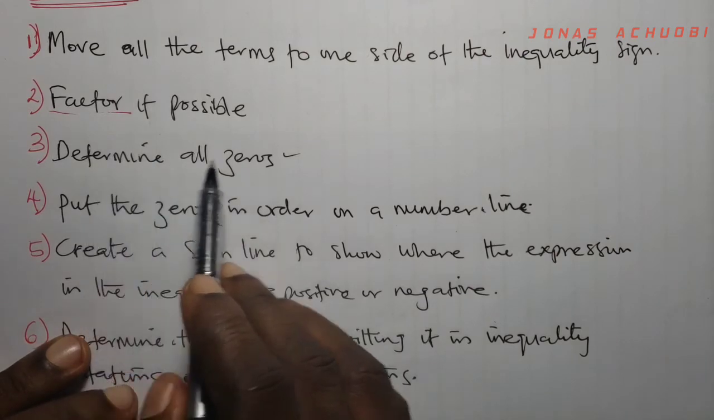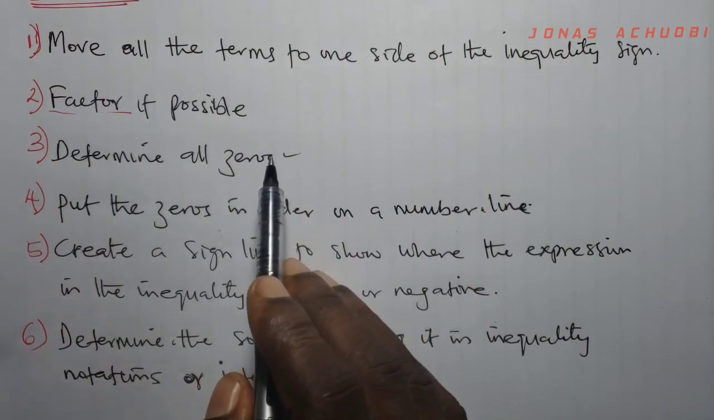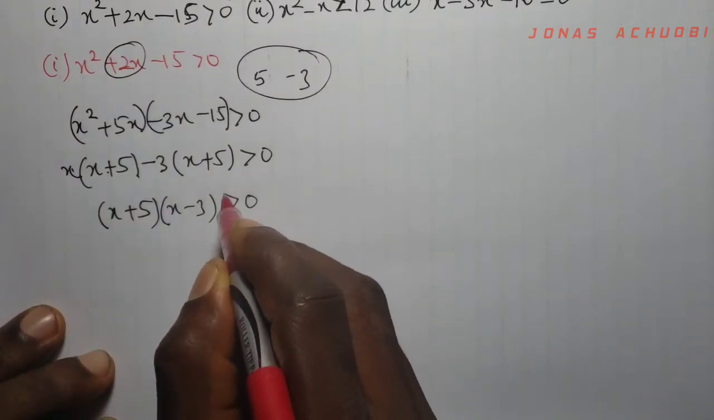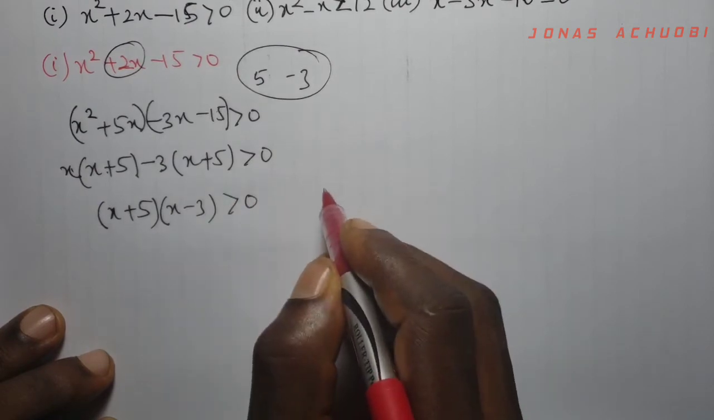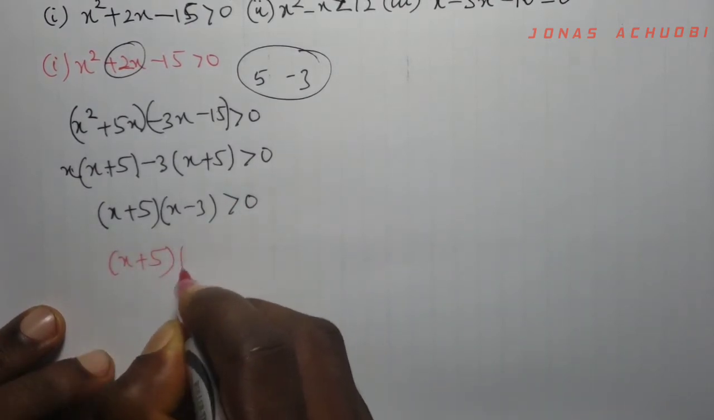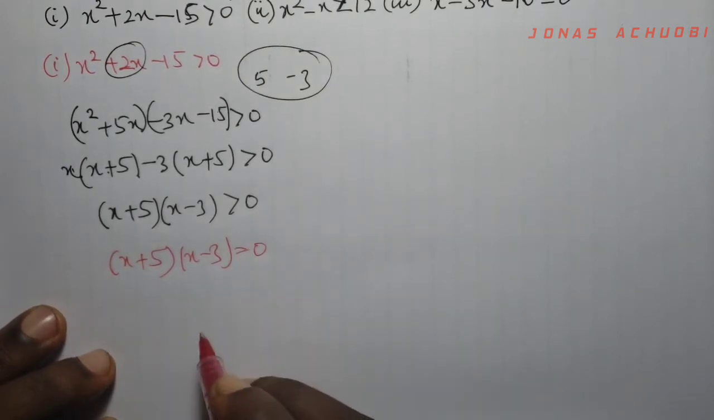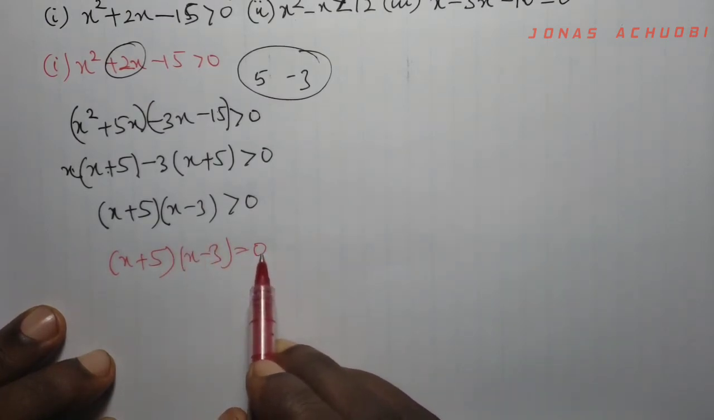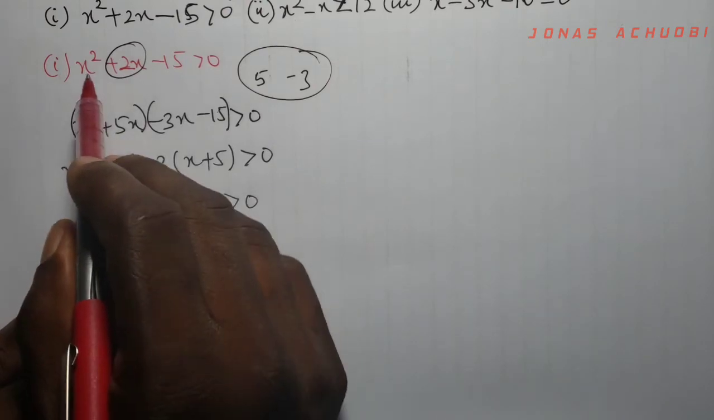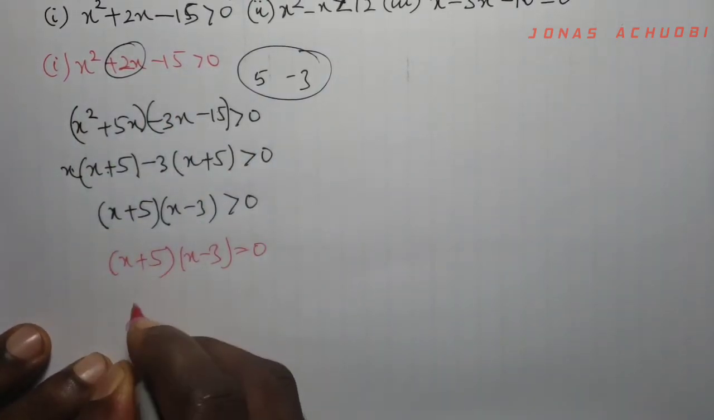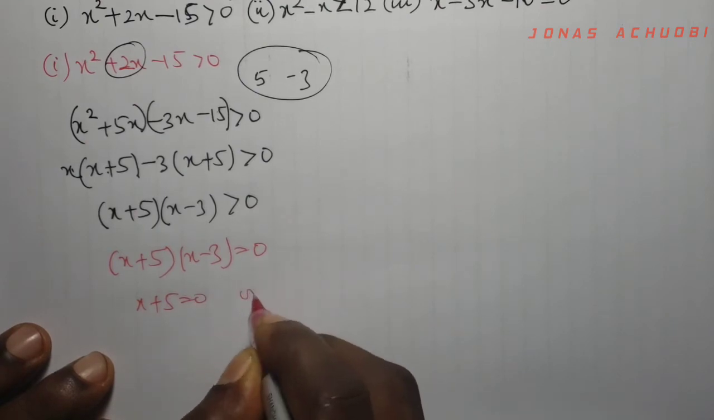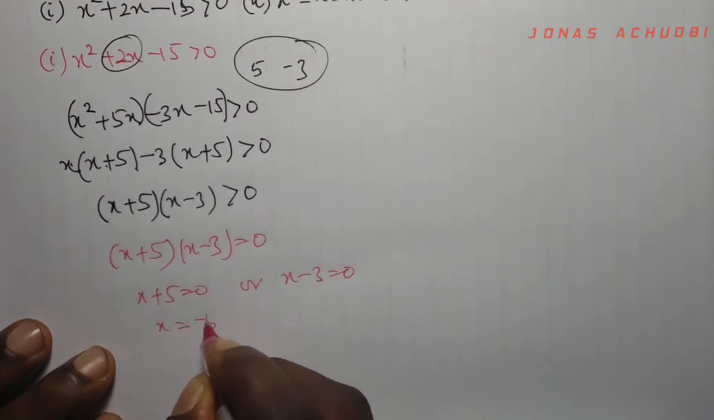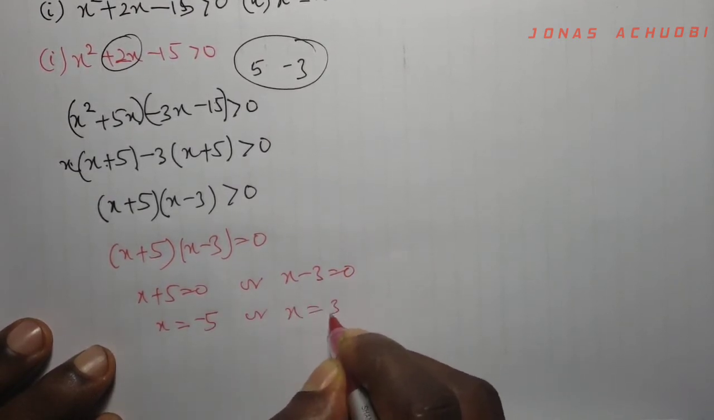Step 3 says we should determine all the zeros. Now, to determine all the zeros of this inequality, we'll simply replace the inequality sign with equality sign. So we have x plus 5, x minus 3 equal to 0. Because we want to find all the zeros. To find the zero simply means we should equate the left-hand side to 0, so that we get the values of x that will make this expression 0. We now solve. So this means that x plus 5 is 0, or x minus 3 is 0. This means that x is equal to negative 5, or x is equal to 3.